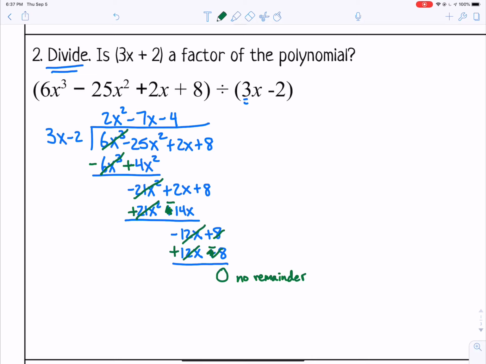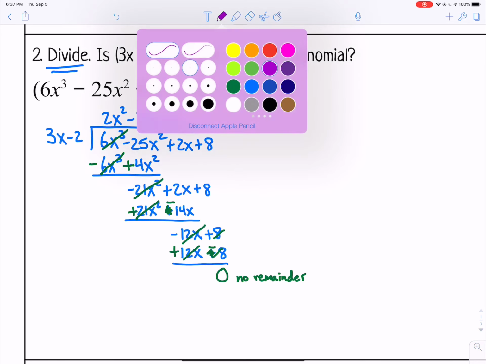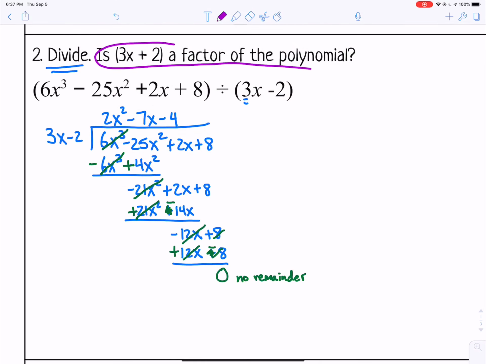Which means to answer this other question up here, so don't forget after you've divided, you've got to also answer, is 3x plus 2 a factor of the polynomial? With no remainder, we say yes. 3x plus 2 is a factor.